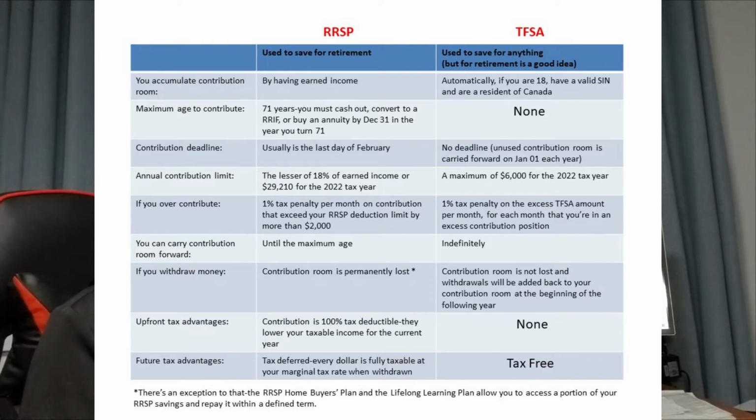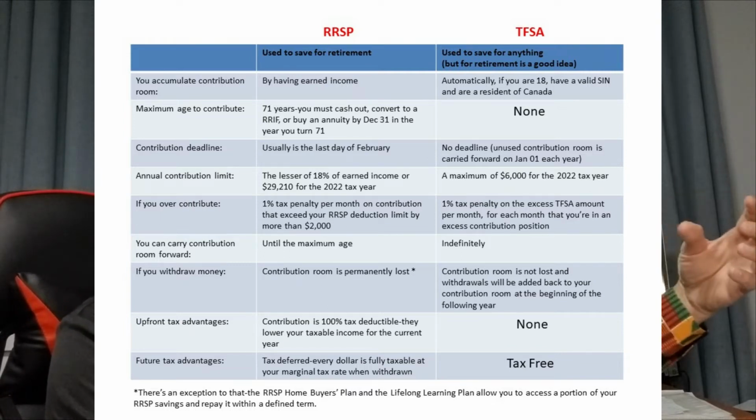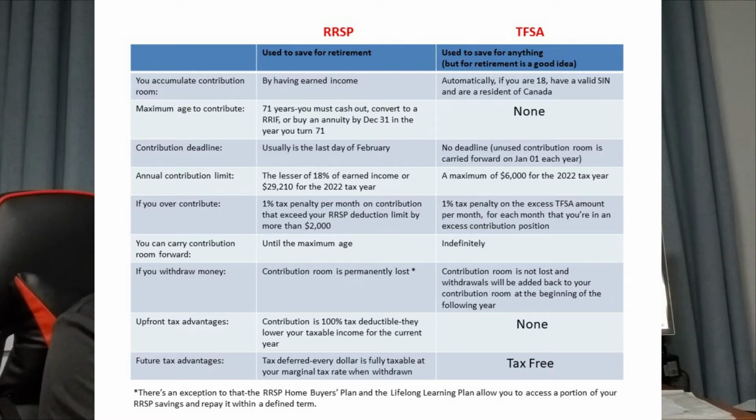This year, 2022, the maximum amount you can put into TFSA is $6,000. But like I said, if you did not contribute to TFSA in previous years, the room will be carried forward. So your total allowable contribution room might be more if you did not contribute in the previous years. And if you over contribute, there's also a 1% tax penalty, right? So be careful. You can carry contribution room forward, yes, forever.